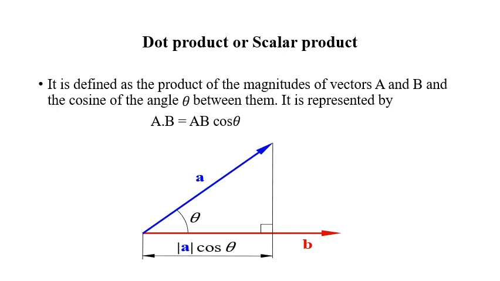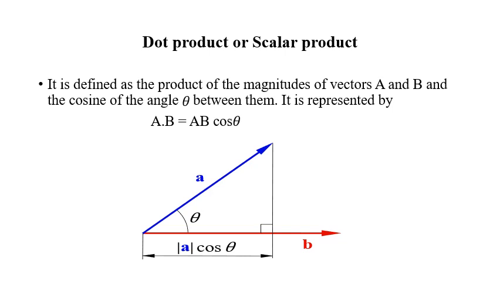It is defined as the product of the magnitudes of vectors A and B and the cosine of the angle theta between them. So what is that? It is a product of magnitudes of vectors A and B. We have to consider two vectors A and B. So it is defined as the product of the magnitudes of vectors A and B and the cosine of the angle theta between them.